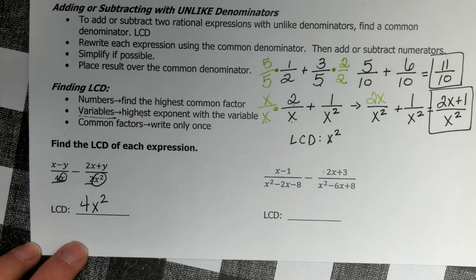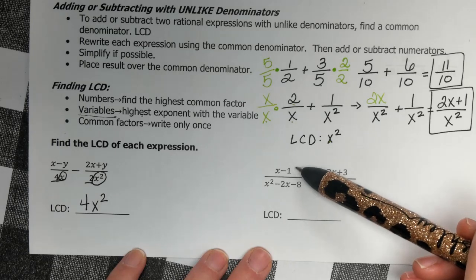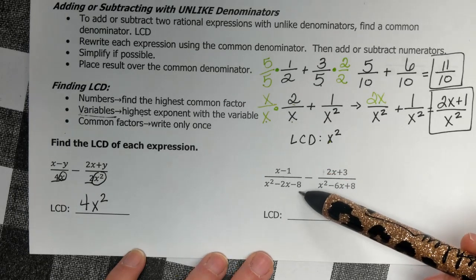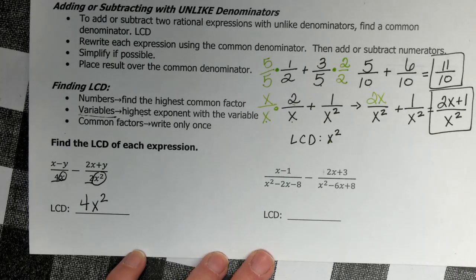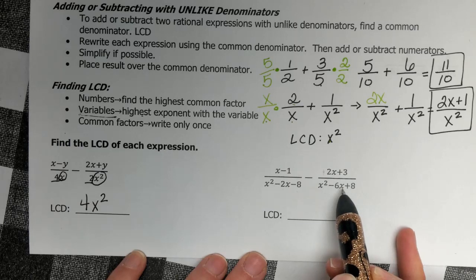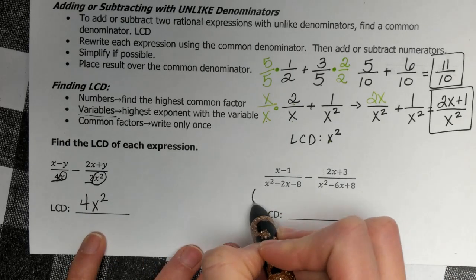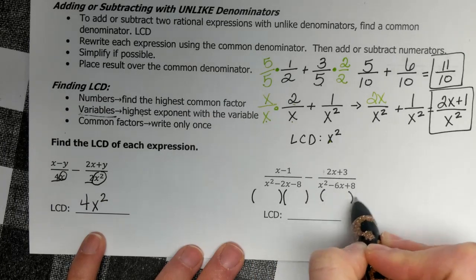Okay, now this just says find the LCD. We're just getting in the habit of identifying what the LCD is. We're not actually doing the operation yet. So here, on this next example, I have x minus 1 over x squared minus 2x minus 8 minus 2x plus 3 over x squared minus 6x plus 8. What I'm going to have to do is factor these denominators. I'm just going to factor it underneath. If you need the space to the side, then write it out to the side.